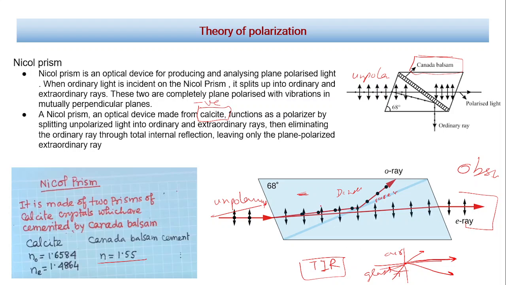So what is the Nicol prism doing? The Nicol prism is taking unpolarized light but giving output as plane polarized light. So this is like a device. If we want to make plane polarized light for some purpose, then we can use something similar to a Nicol prism.